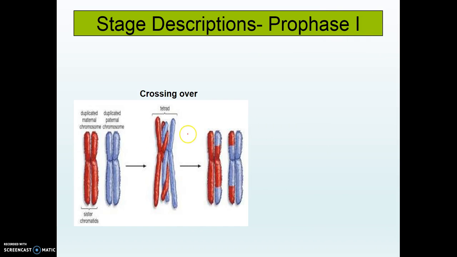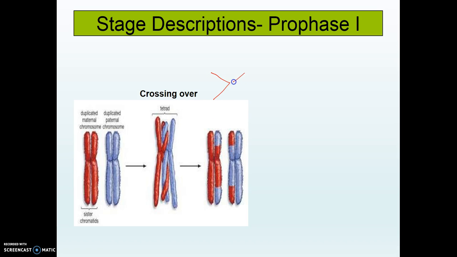Now crossing over takes place. At these junctions, at these points where they have touched each other, an exchange of genetic material takes place. So look, the tip of this red chromosome went here, the tip of this blue chromosome goes in here. This is called crossing over. Now here, after crossing over, they do not separate. So this picture is slightly faulty.